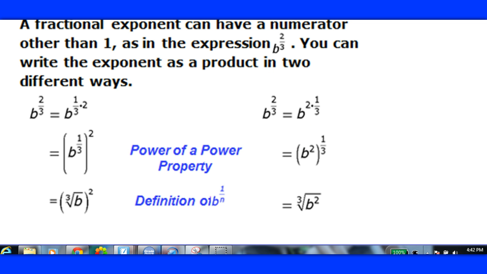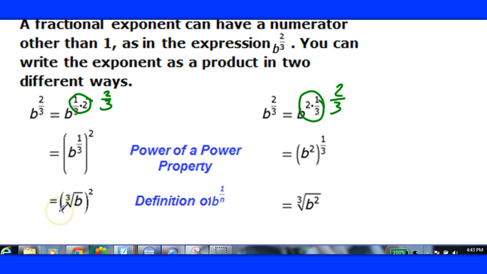Okay, a fractional exponent can have a numerator other than 1. So you'll see this right here, b to the 2/3 power, because it actually is doing two things. You can write it as a product in two different ways. You can say this top part is an exponent, the bottom is a root. So I can write it b to the 1/3 times 2, or I can write it b to the 2nd times 1/3. When you multiply these two together, you get 2/3. So they both do exactly the same thing.